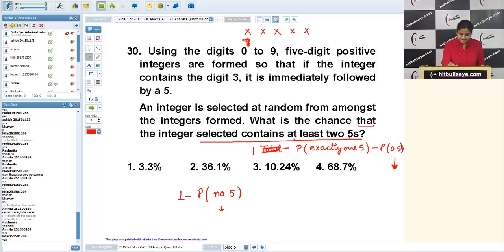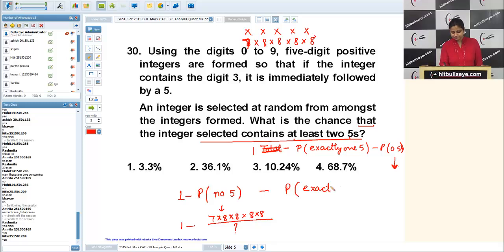Sorry, it is 7. For the first place, 0 is not acceptable. For the second there are 8 choices, 8 choices, 8 choices, 8 choices. So it will be 7 into 8 into 8 into 8, divided by the total that we know from the previous question. I'm leaving this for you. Minus the probability of getting exactly 1 five.